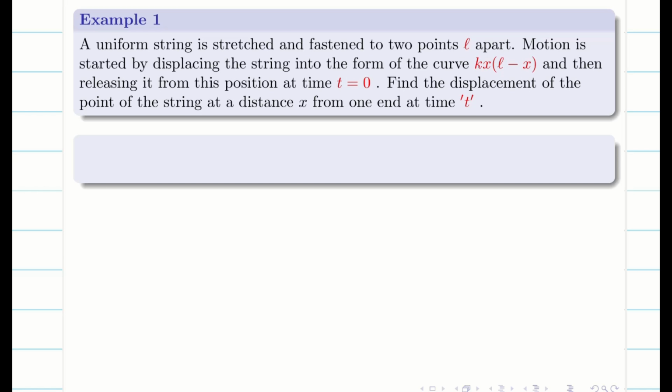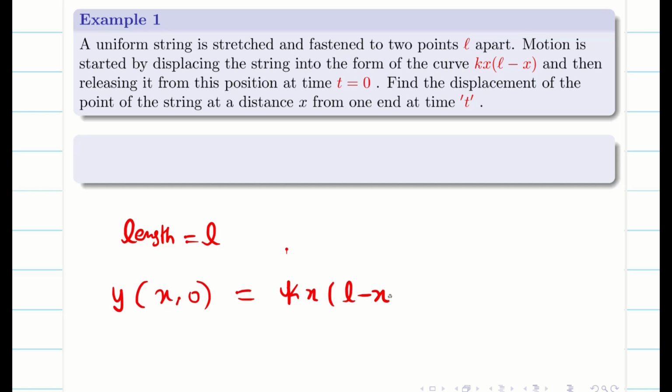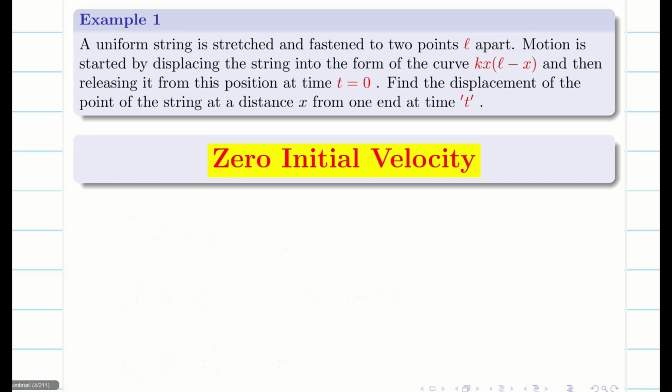Give an example. A uniform string is stretched and fastened at two points L apart. So the length of the string is L. Motion is started by displacing the string, so that means displacement is given. Motion is started by displacing the string into the form kx(L minus x). So the initial displacement is given, and then releasing it from its rest position. So that means it was initially at rest, so there is no velocity. Therefore, it is a zero initial velocity problem.